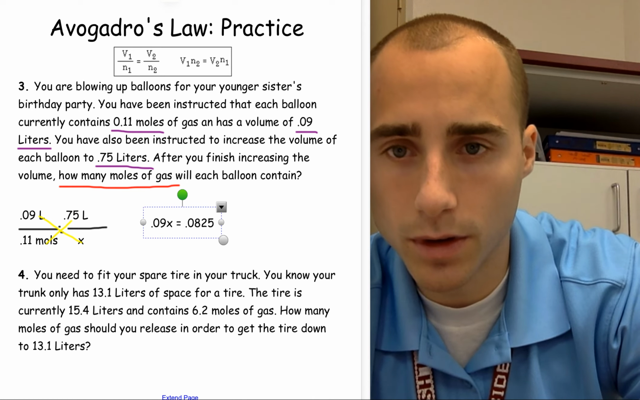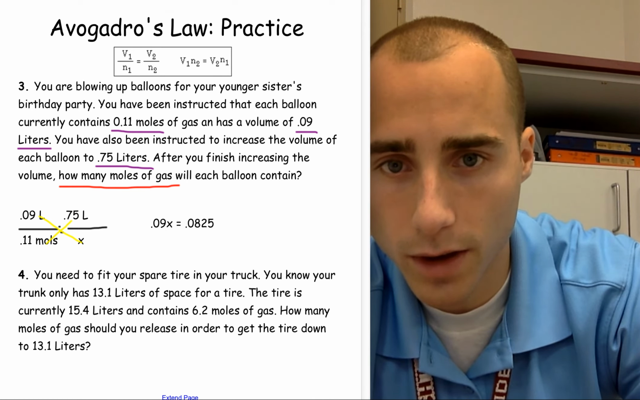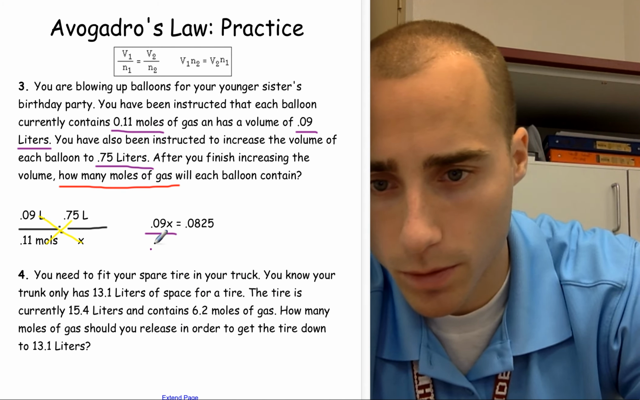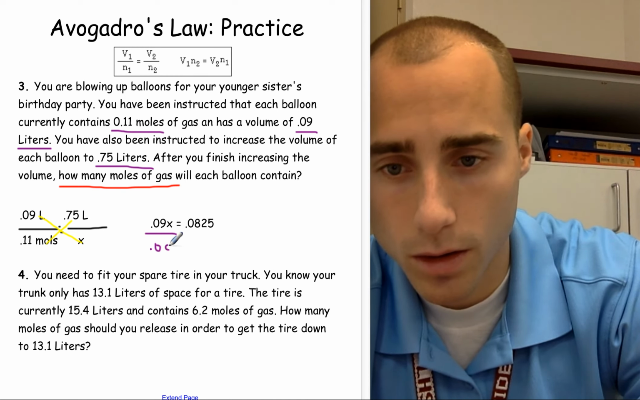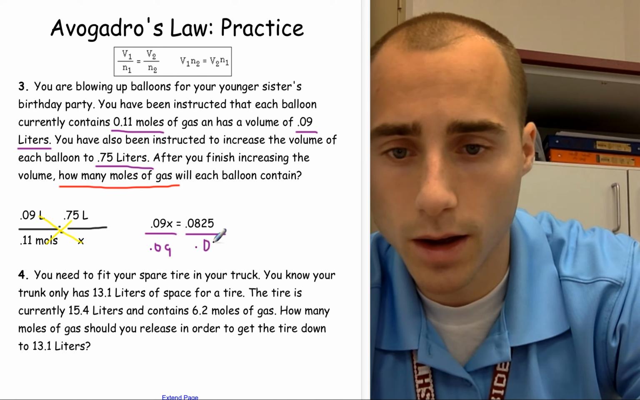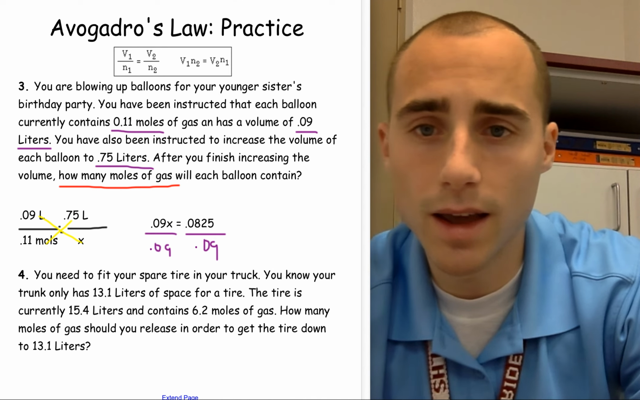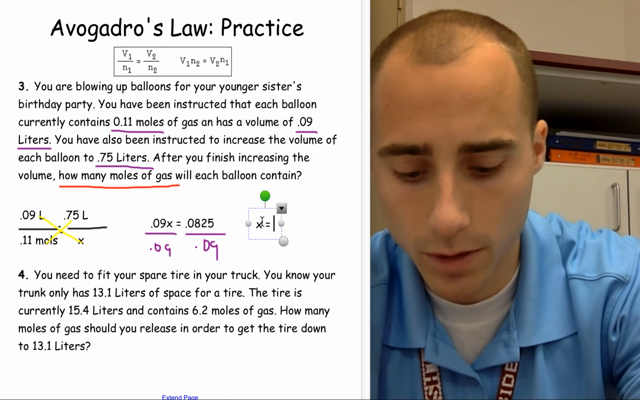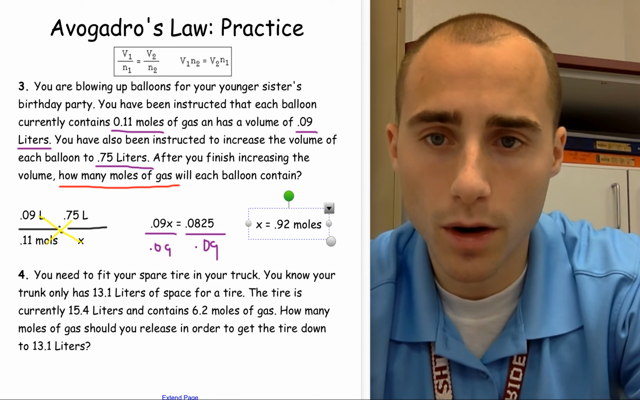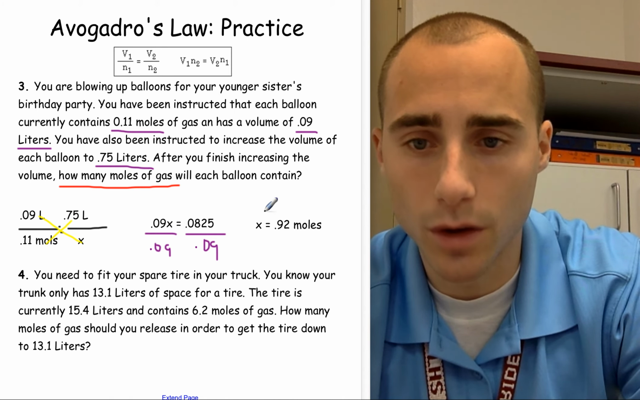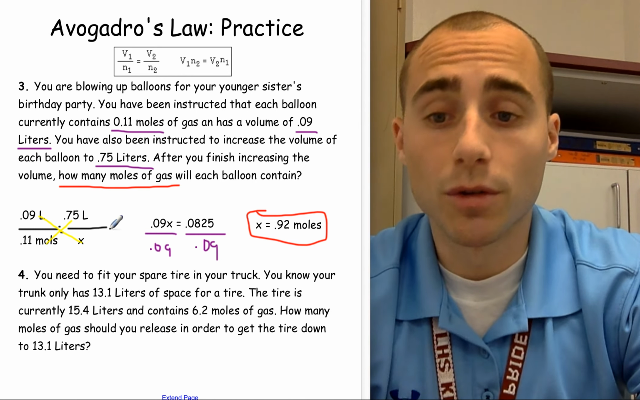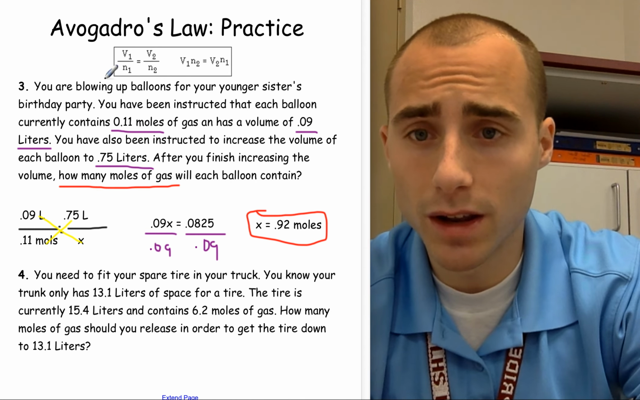Divide by 0.09 on each side, so we would take our handy dandy pen here to switch colors, go to purple, and divide by 0.09. In the end, when we divide that out, X is going to equal 0.92, rounded, of course, moles, because we are solving for moles of gas. So right there, 0.92 should be your answer for number 3. Number 4, last example for this video.